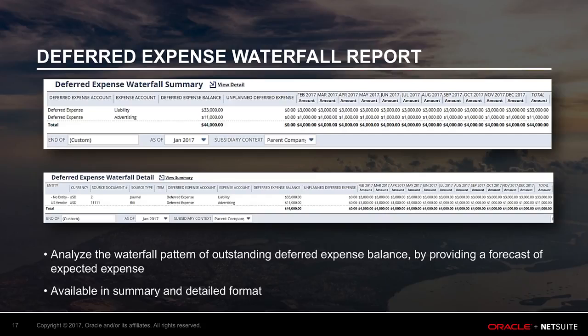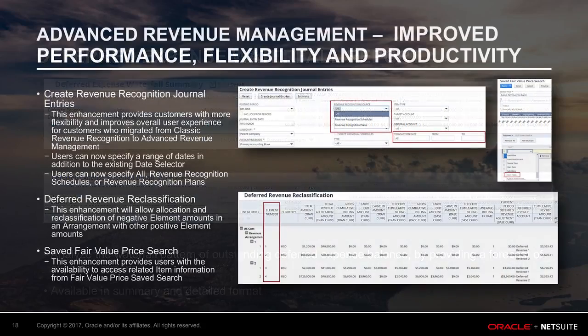In the 18.1 release, we have added a new report in summary and detailed format, the Deferred Expense Waterfall. The reports will be used by customers to analyze the waterfall pattern of outstanding deferred expense balance by providing a forecast of expected expense. In 18.1, various usability enhancements have been made for increased performance, flexibility, and productivity, specifically as it relates to the complicated nature of ensuring compliance with revenue recognition regulations.